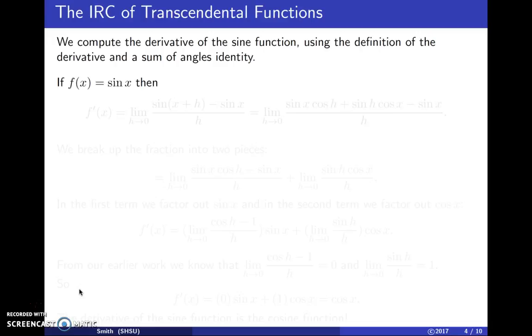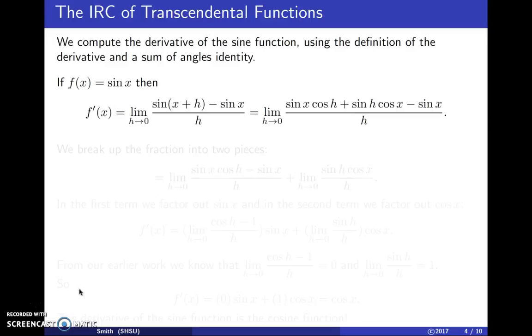If my function is the sine function, then by the definition of the derivative, or the instantaneous rate of change, we have that the instantaneous rate of change is the limit as h goes to 0 of the rise over the run, sine of x plus h minus sine of x over h. By a sum of angles formula, I can write sine of x plus h as sine x cosine h plus sine h cosine x, and therefore the numerator becomes this expression, and the denominator is still h.